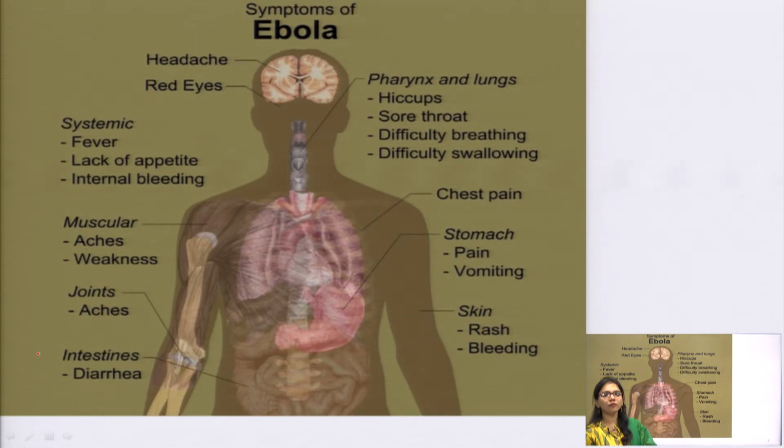Here are some symptoms of Ebola: headache, red eyes. Systemically it may produce fever, loss of appetite and internal bleeding, which is a major symptom of the Ebola virus. Next are muscular or body ache, weakness, joint ache, and in the intestine a loss of water, that is diarrhea. In the pharynx and lungs: hiccups, sore throat, difficulty in breathing and swallowing, chest pain, stomach pain and vomiting, skin rashes and bleeding. These are the symptoms of Ebola.